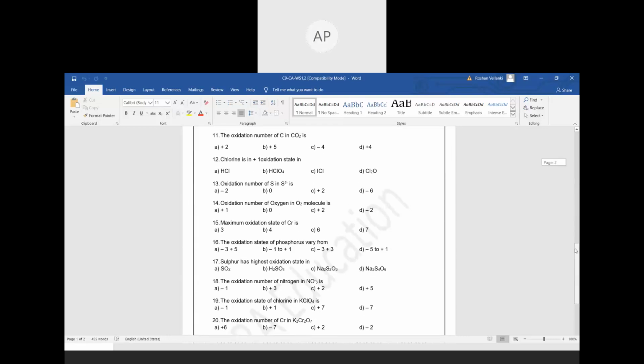So guys, this is worksheet number 2. In this worksheet, you have questions based on oxidation numbers. Don't guess the answers. Note the question number, solve, and send your correct answer. The 11th one: the oxidation number of carbon in CO2, carbon dioxide.